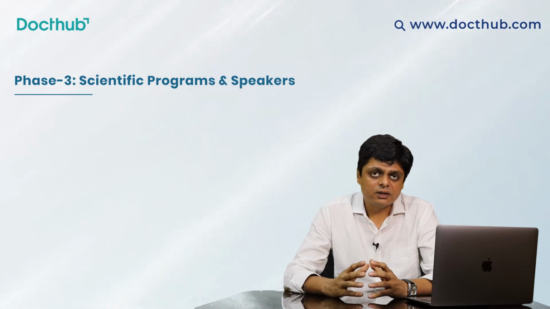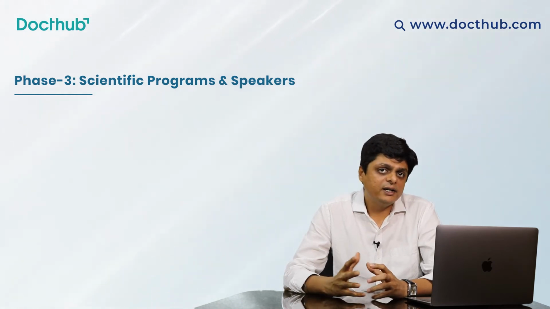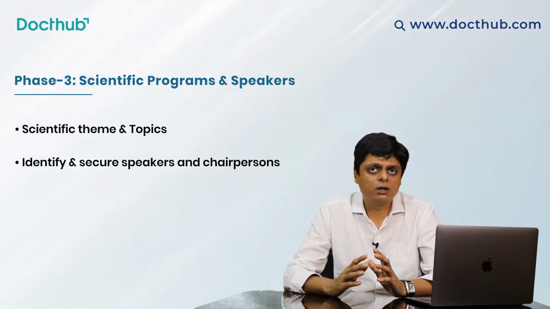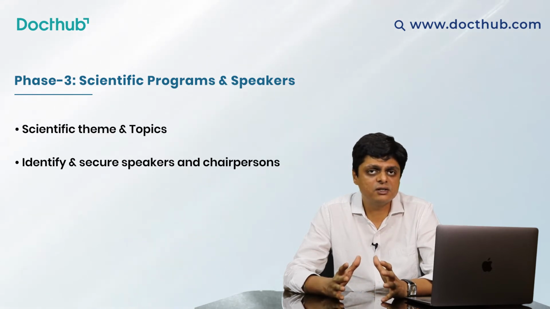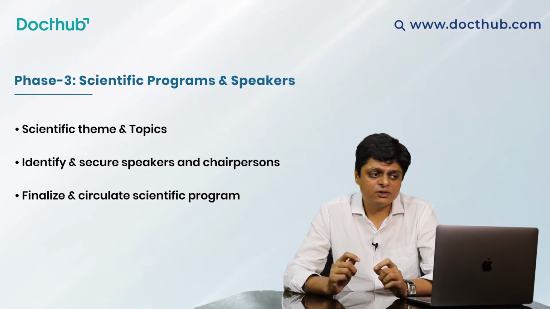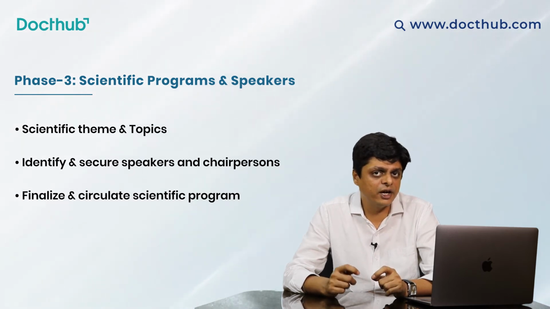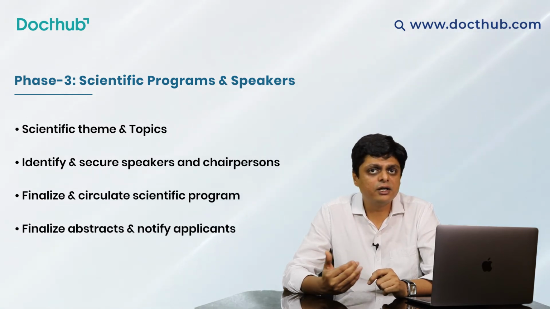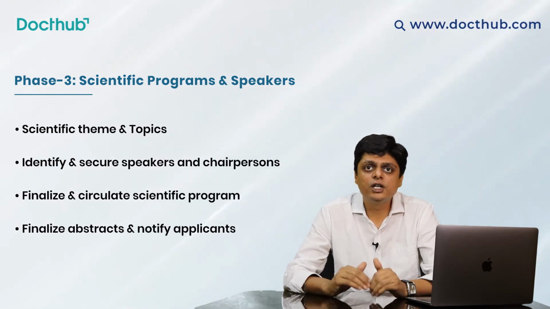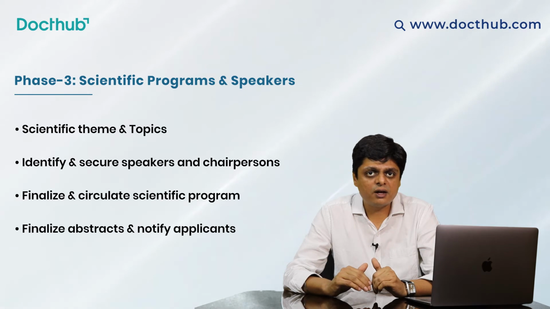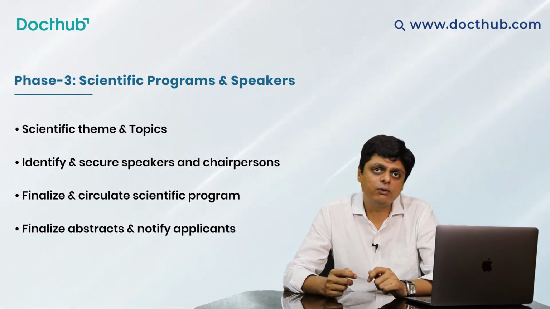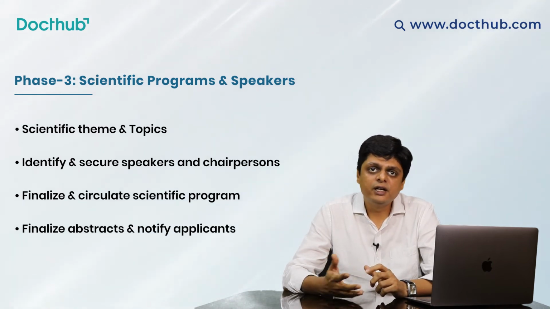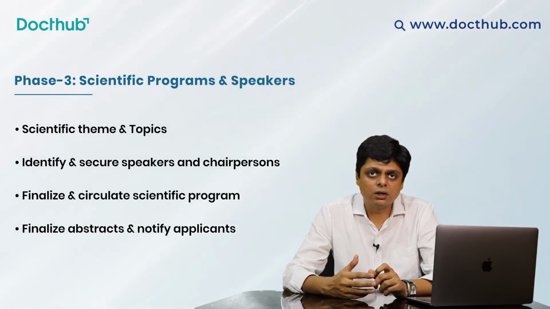In phase 3, you should finalize your scientific theme and topics, identify and secure speakers and chairpersons of different sessions and different topics, and finalize and circulate your scientific program once it is ready at the end of this phase. As we have started abstract applications in phase 2, in this phase we need to finalize different abstracts and notify all the applicants who have applied for different posters and paper presentations. We need to complete their applications so they are ready with their final presentation at the conference.